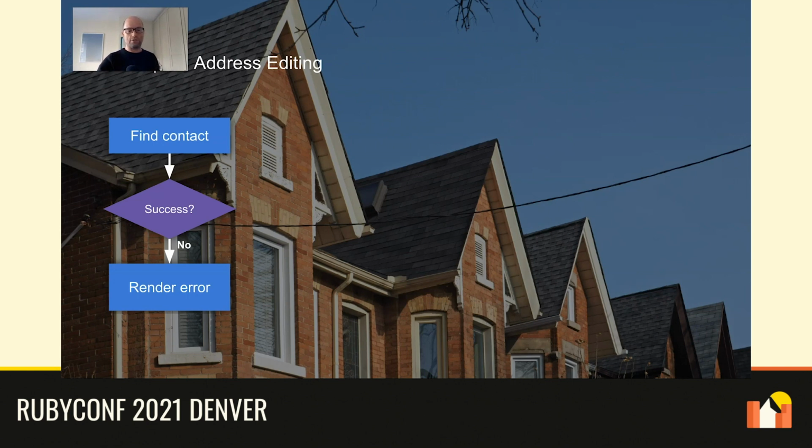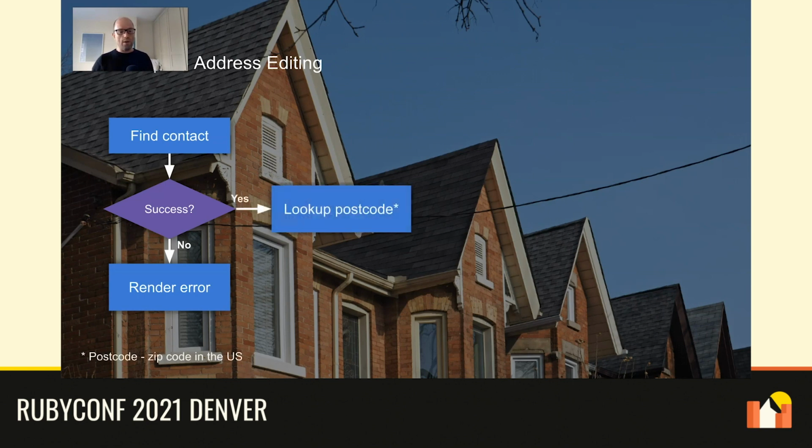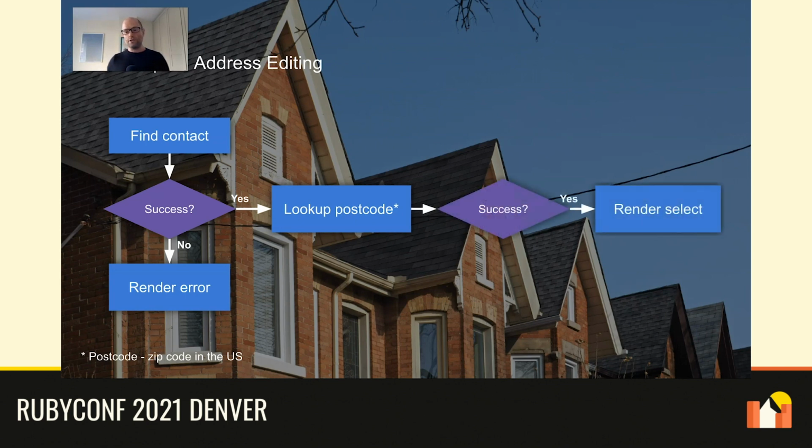If that API call is a success, it will come back with a postcode, of course. And from that postcode, we can then do a lookup. What addresses are at that postcode? Or again, zip code if you're in the US. Now, of course, that is a second API call, and that can fail as well. If it succeeds, we just want to render a select on the screen with all the addresses that the customer can select. If it fails, we want to render a manual address entry screen. So the state, the zip code, the street, so that the customer isn't prevented from taking the next step.